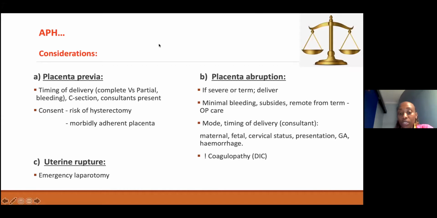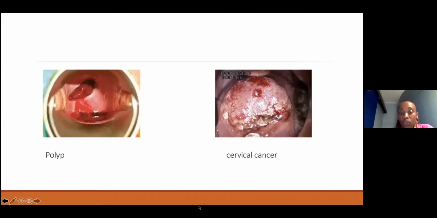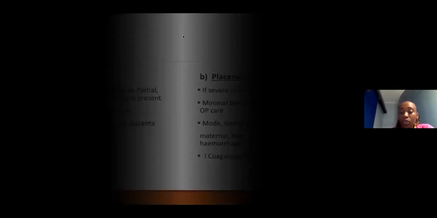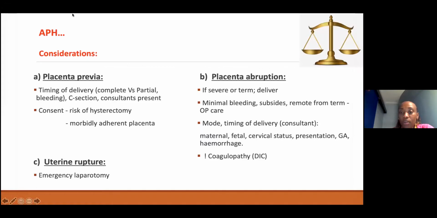Patients who have abruption, remember, it's not all abruptions that are due for C-section or delivery. There's room for conservative management if it was just minimal bleeding and the fetal status is fine. The other thing you need to remember about patients who have abruptio is that the more they bleed, the more you end up with consumptive coagulopathy. So don't delay management when you see things are not okay. Uterine rupture, there's just one way out. It's an emergency laparotomy. All right, great.